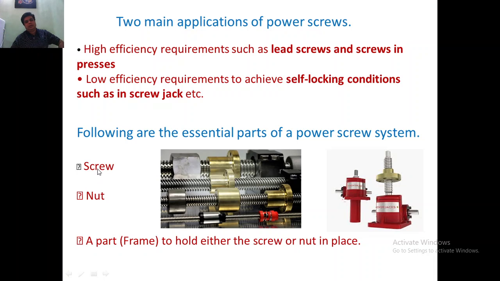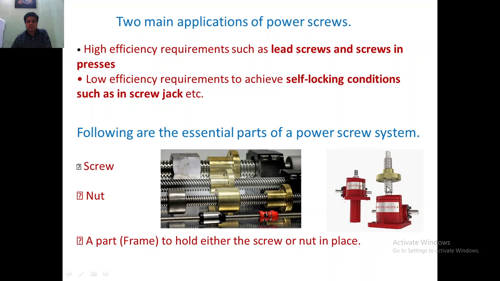So whenever you use the screw rods, there has to be nuts. So the nut is also inside. We have the threads inside the nuts here. Both screws and nuts have threads on them which mate together while operating. And obviously we require one frame, or the part which holds either a screw or nut in place. You can see here, these are the frames.